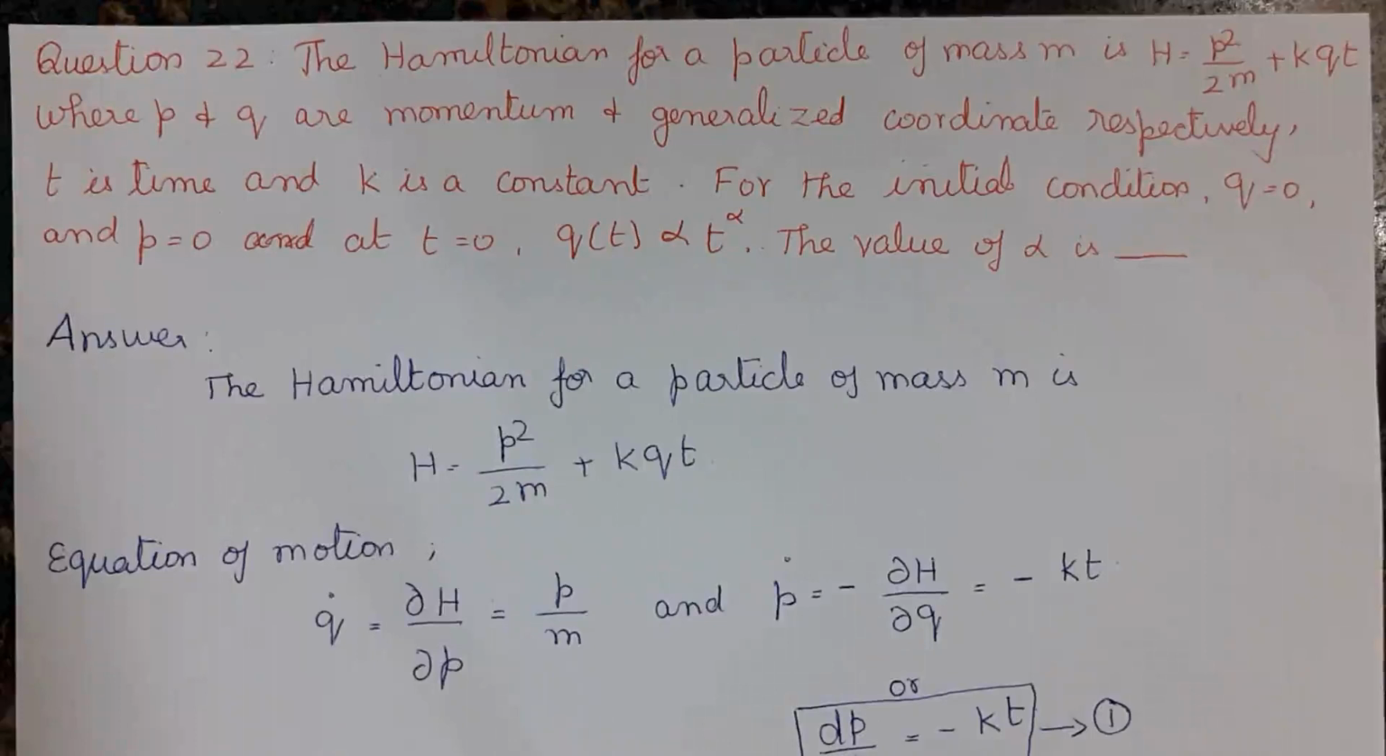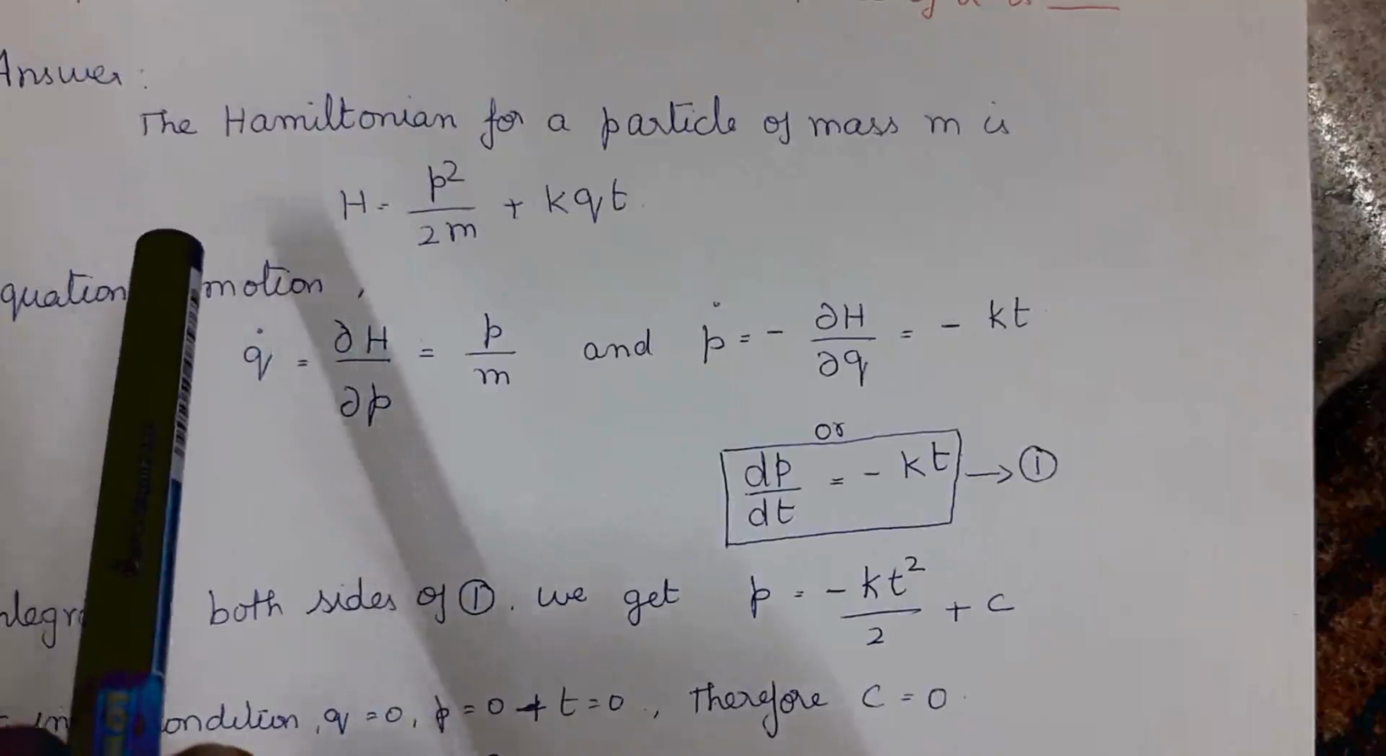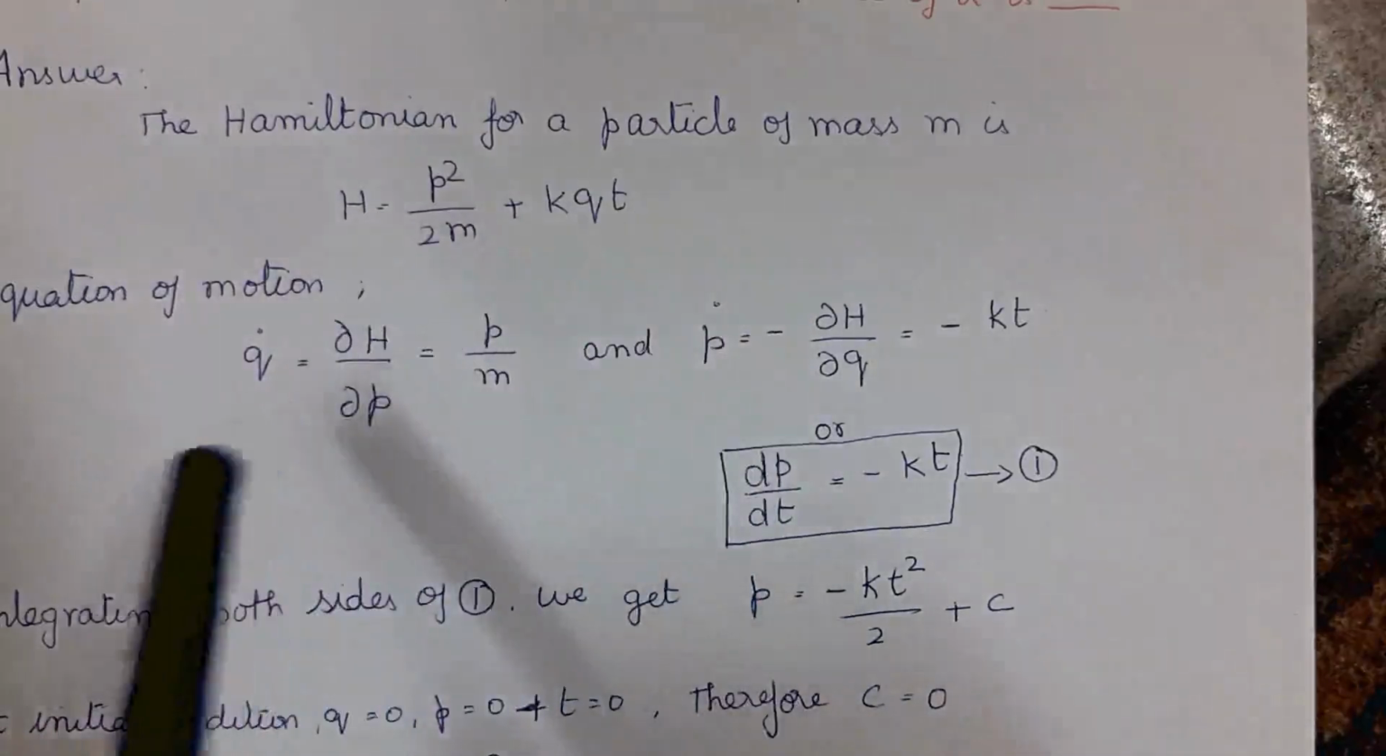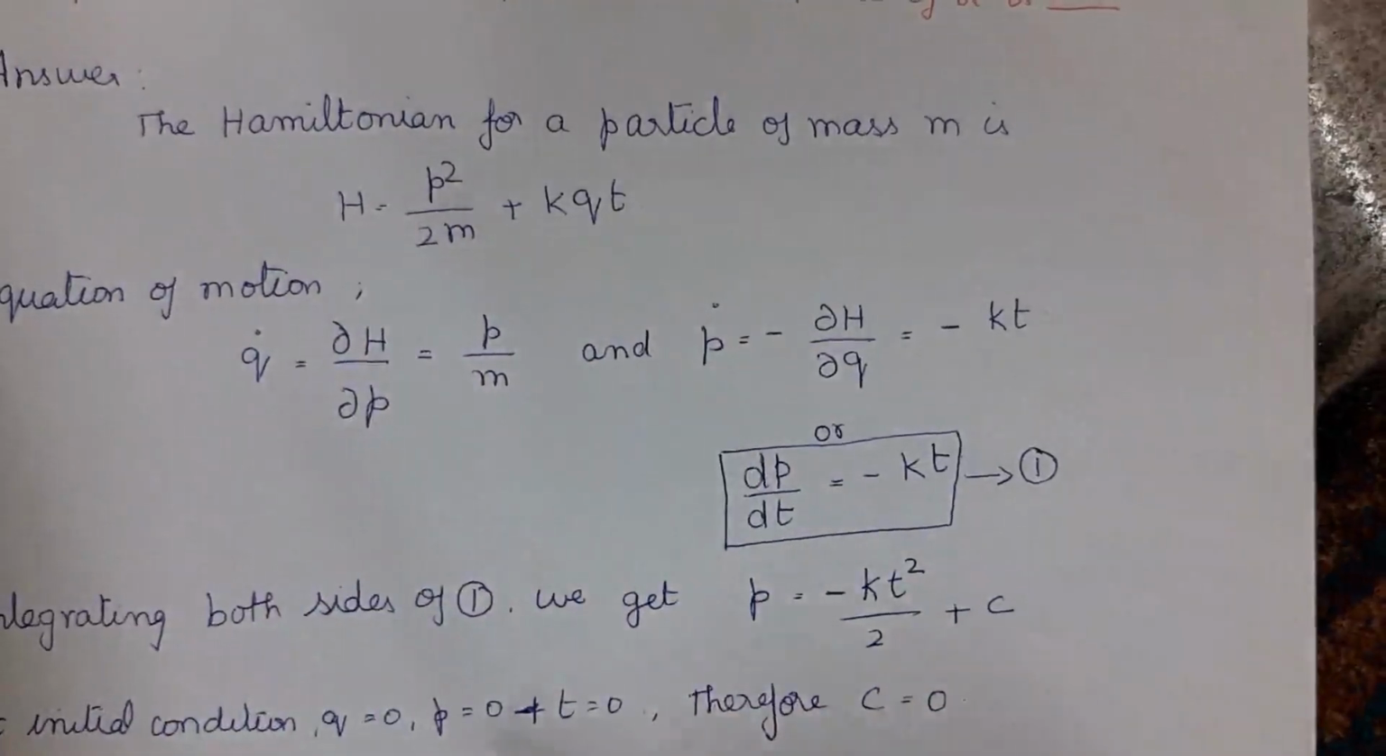In this question, they have given the Hamiltonian of a particle, and also under the initial condition, q of t is proportional to t power alpha. They have asked us to find the value of alpha. First, we will write the given Hamiltonian of the particle. H is equal to p square by 2m plus kqt.